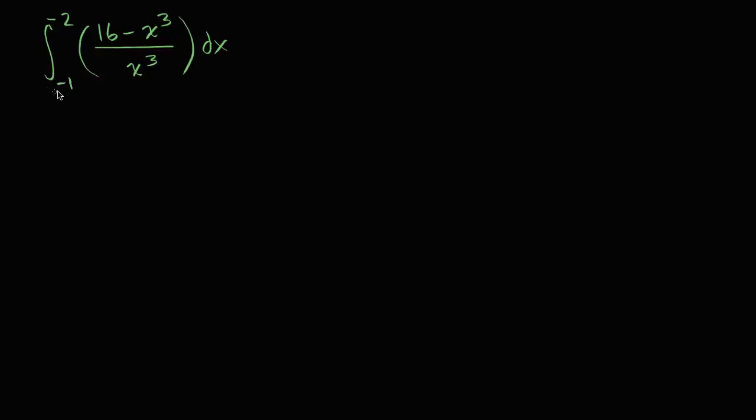So we want to evaluate the definite integral from -2 to -1 of (16 minus x to the third) over x to the third dx. Now at first this might seem daunting. I have this rational expression, I have x's in the numerators and x's in the denominators, but we just have to remember, we just have to do some algebraic manipulation, and this is going to seem a lot more tractable.